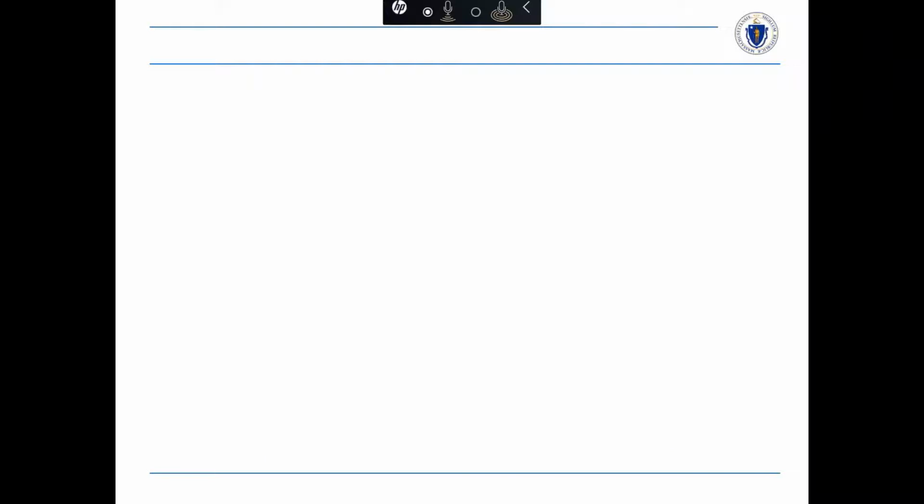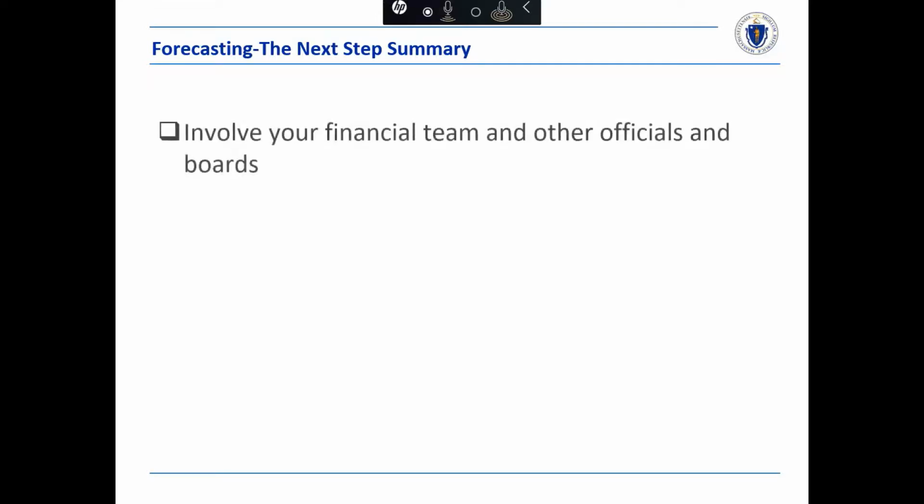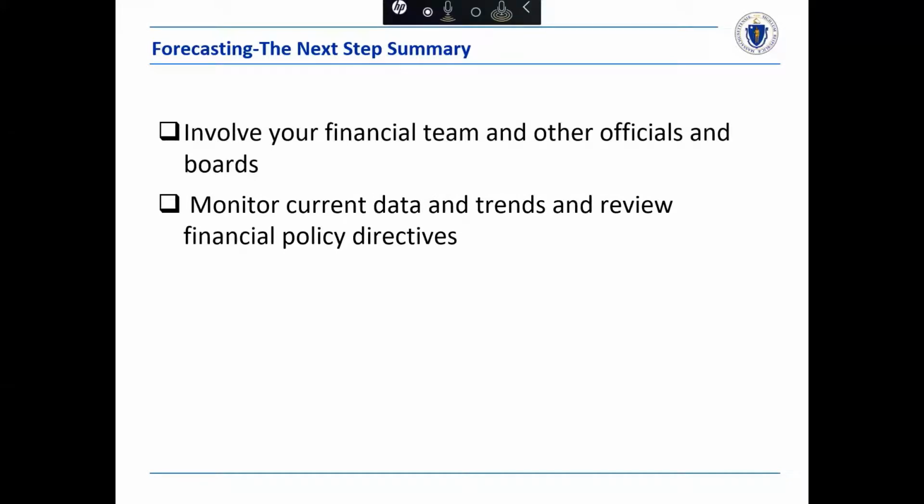In closing, there are some key takeaways to remember when your community is developing the forecast and when moving forward to explore what-if scenarios. We cannot stress enough, all members of the financial team should be involved, and other officials and boards should provide input and expertise to help develop the forecast. Current data is required. If it's not available, determine what needs to be done.